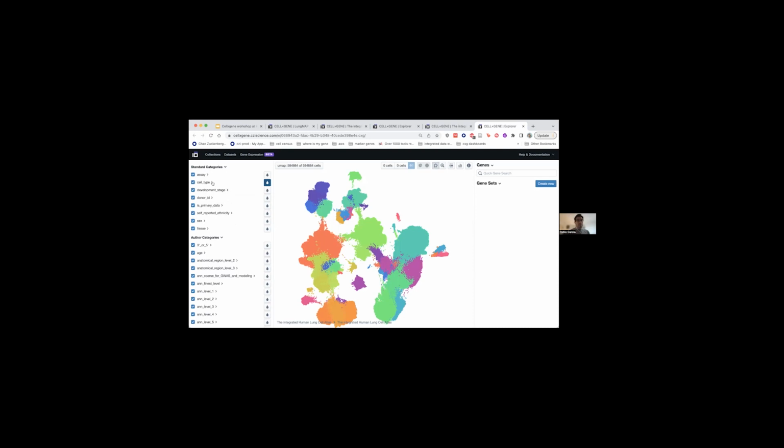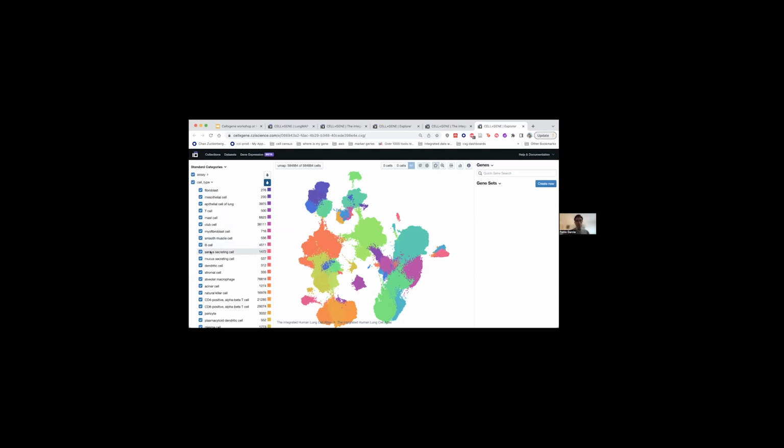If I further click on this little arrow next to the category, then I'm going to be able to expand and see what are the different definitions for that category. So in this case, you can see all the different cell types that I have, and if I hover over any category, then they will pop up in the UMAP visualization. That way you can keep track of where each of these different cell types is sitting on the UMAP.